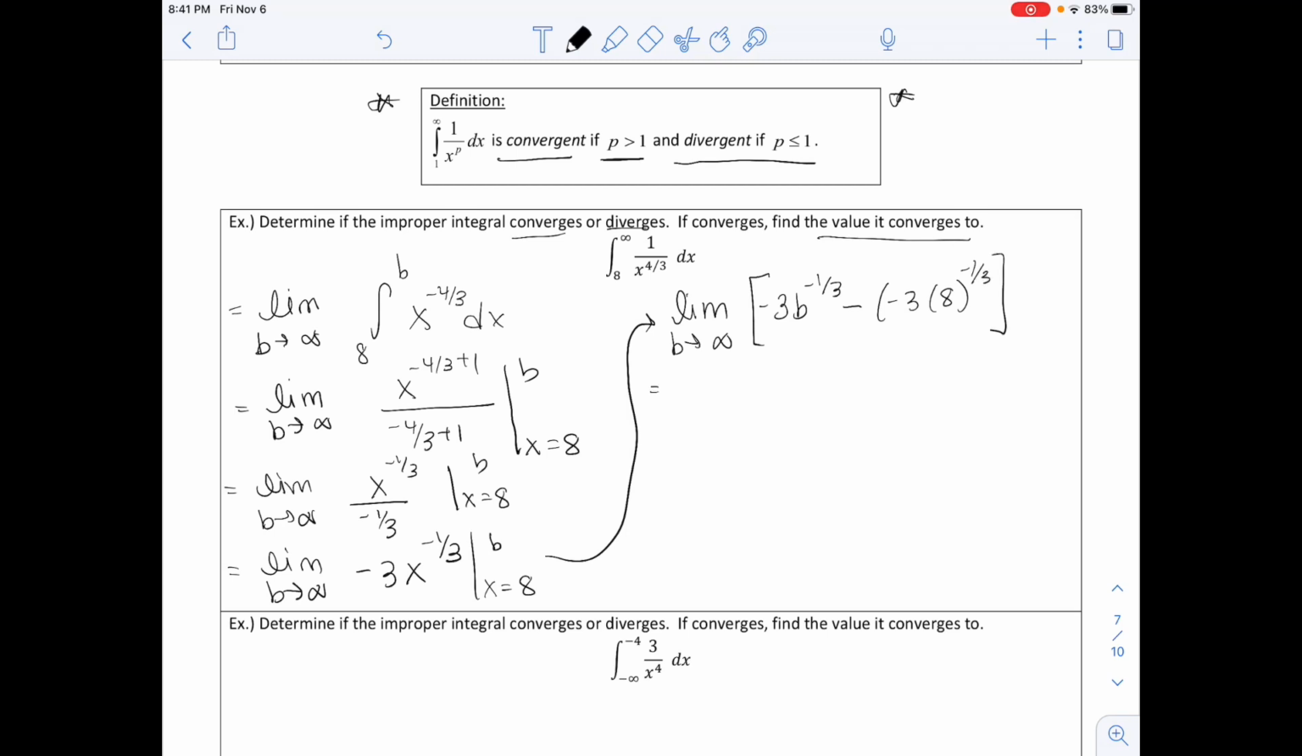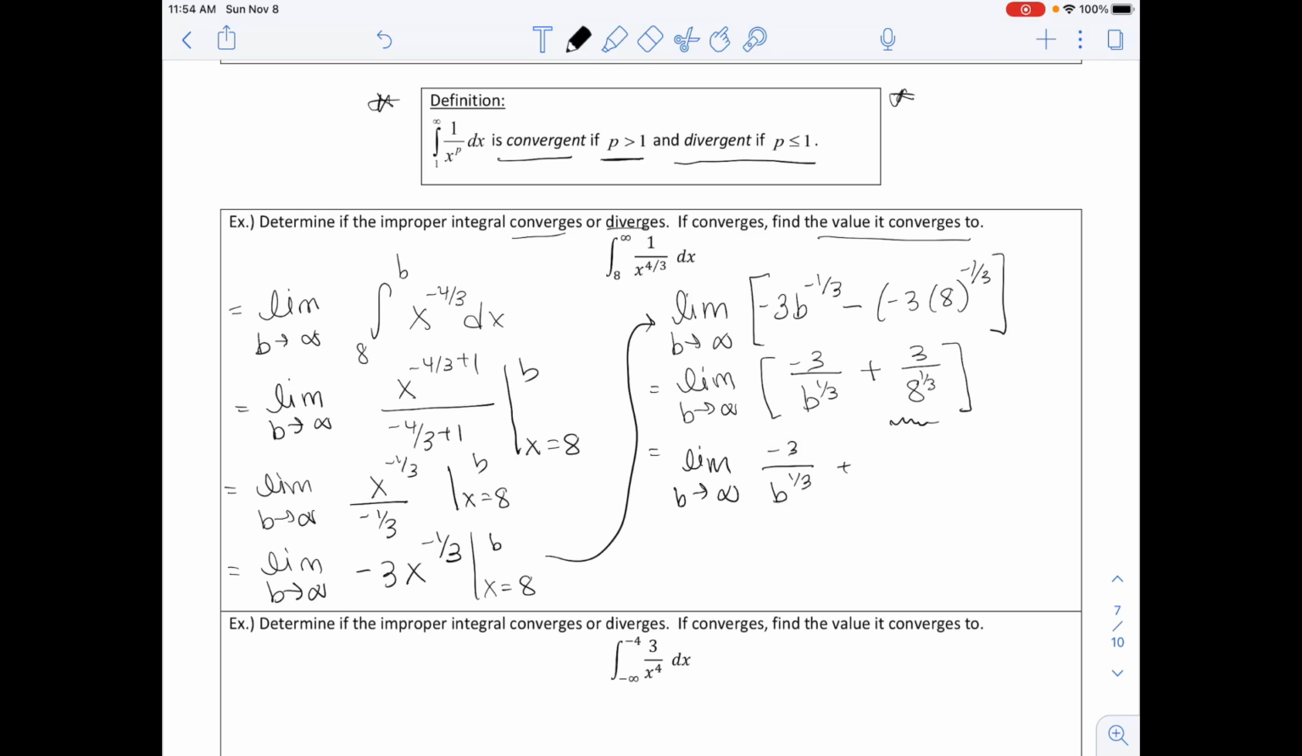So from here, before I actually evaluate my limit, I'm going to rewrite this. My exponents are negative, so I'm going to move those bases to the denominator, and I'm going to have the limit as b approaches infinity of negative 3 over b to the 1/3. This is going to now become plus 3 over 8 to the 1/3. From here, we can take the limit of each term, but if you notice, this second term is just a constant, it's just a number.